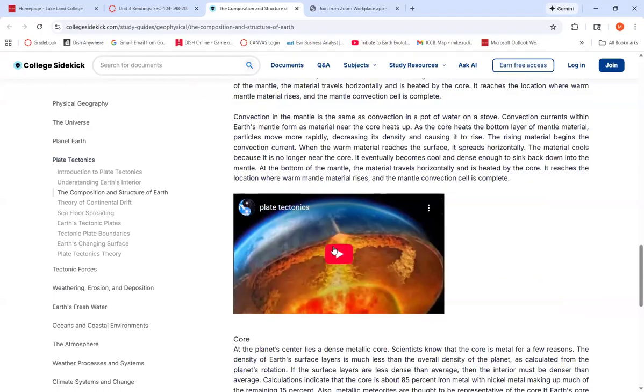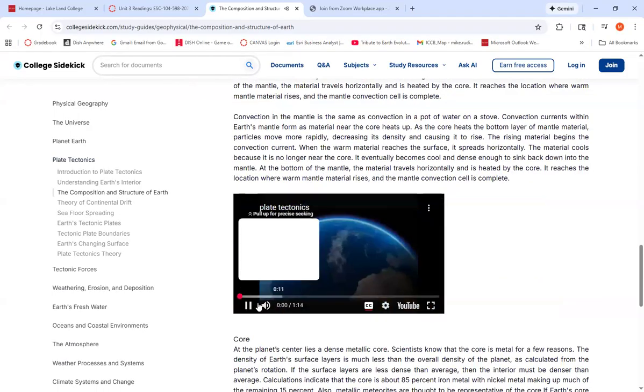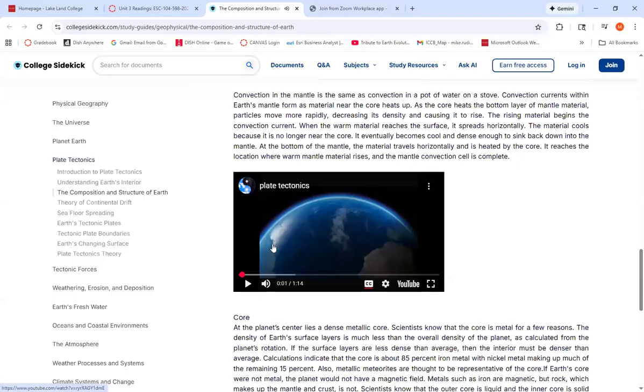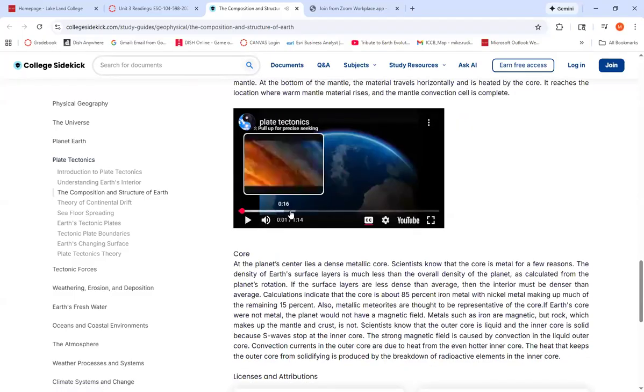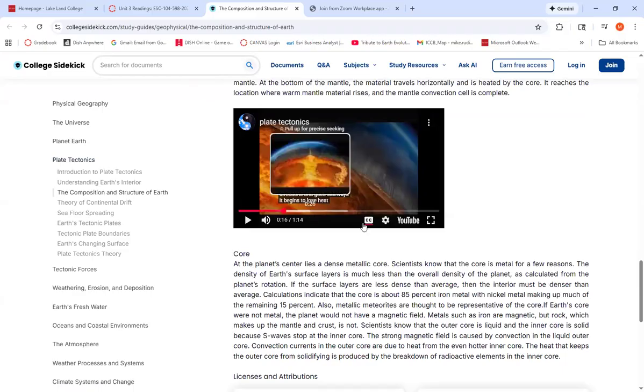So make sure you read, and there's a great little video here that I would go over. This really quick video puts into action what these layers look like underneath, and you can see the layers as they would be in dynamic motion.